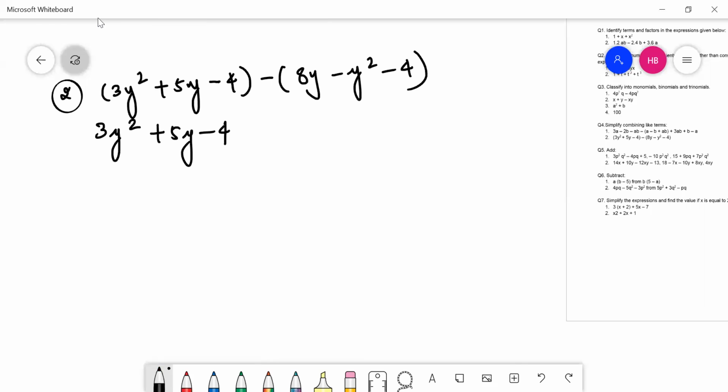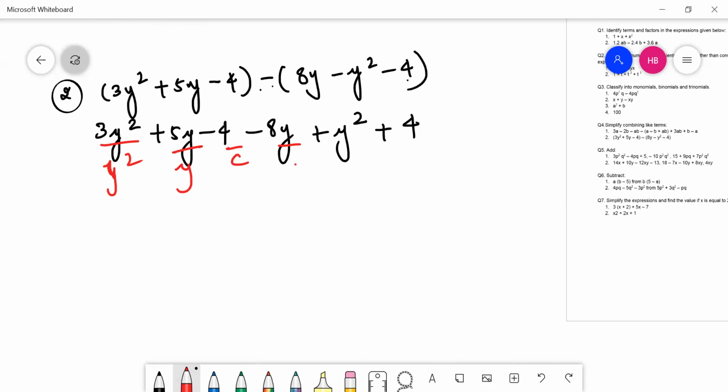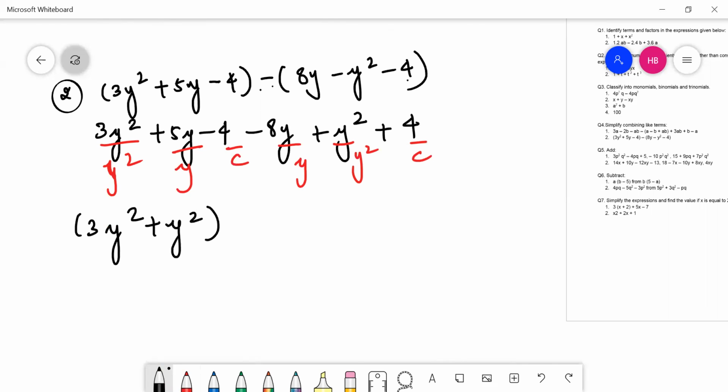So minus into plus 8y will give me minus 8y. Minus into minus will give me plus y square. Minus into minus will give me plus 4. Again, we will do the same drill. We will write the variable part under it, y square, y, and this is a constant term. So let's group them together. So it would be 3y square plus y square, then plus 5y, now I'm grouping y terms, minus 8y. Now I'm just grouping the constant terms, minus 4 plus 4.